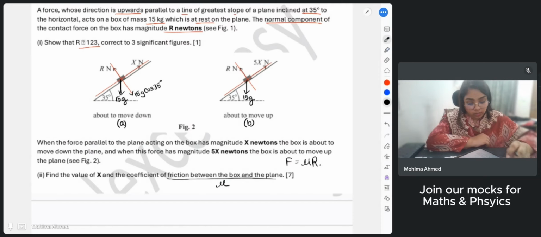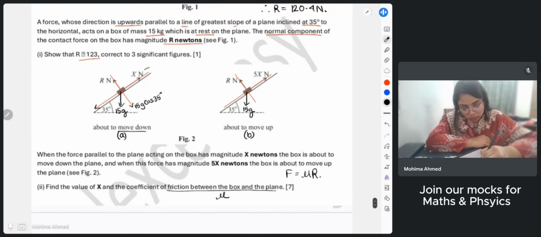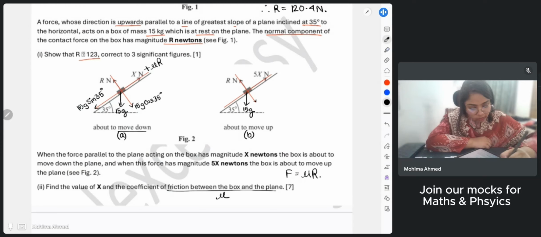Okay, so this is 15g. In this case, the box was about to move down, right? In that case, friction is going to act in this direction, mu R. And over here, we're going to have 15g sine 35 degree. And over here also on the downward direction, we have 15g cos 35. That means reaction force for both the cases, 2A and 2B, is just going to be 120.4. And it was about to move up the plane. So 15g sine 35 degree over here. And also this time friction is going to act down the plane against the motion, obviously.